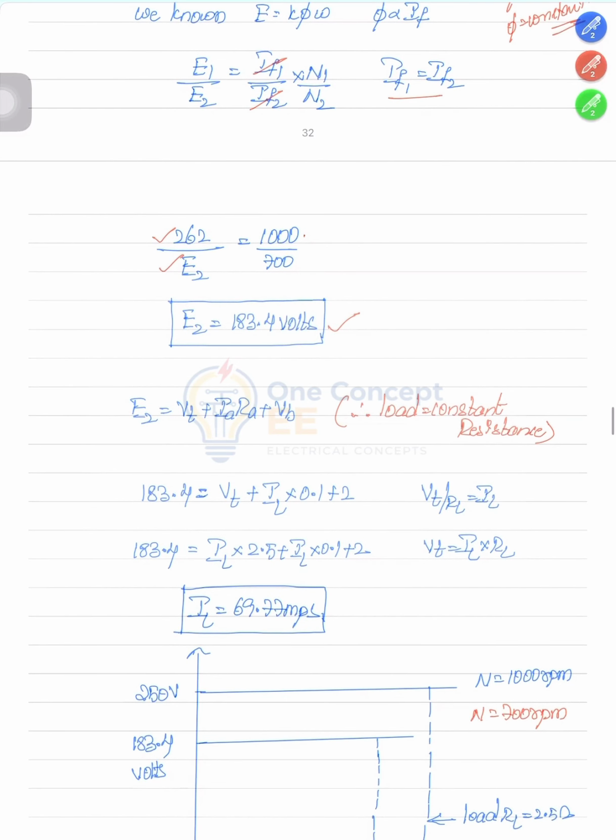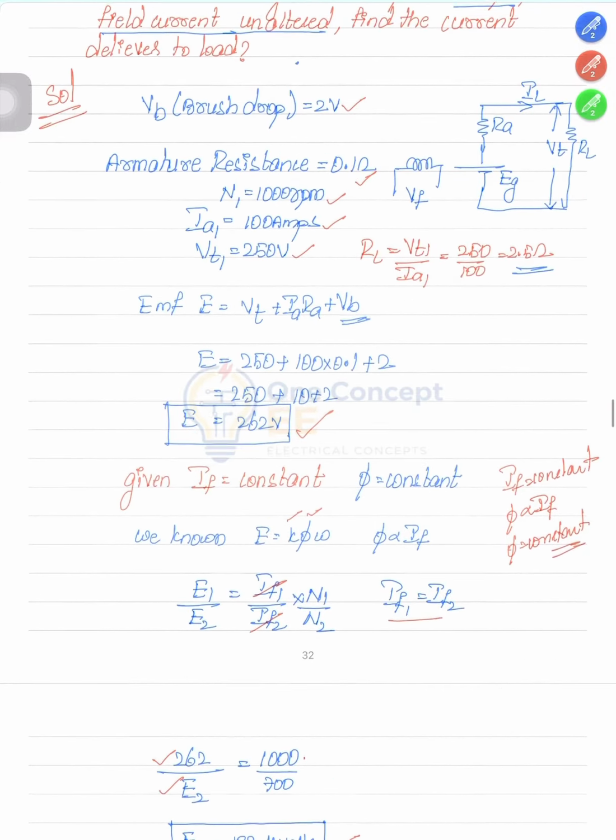Here the given load is kept constant, means there will be no change. Load resistance is 2.5 ohm.